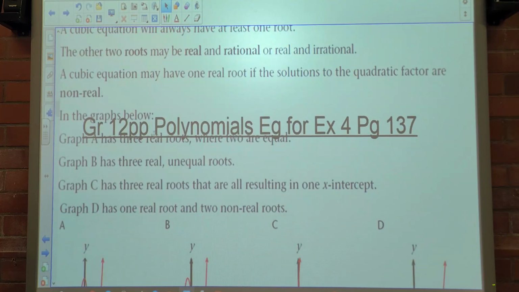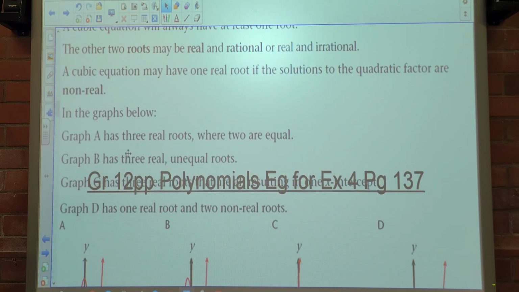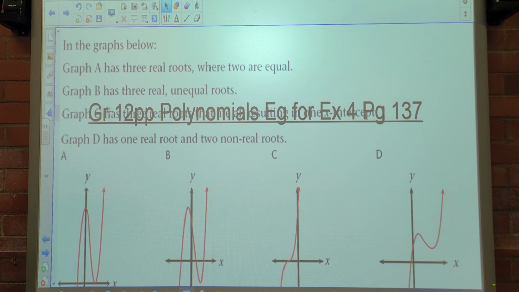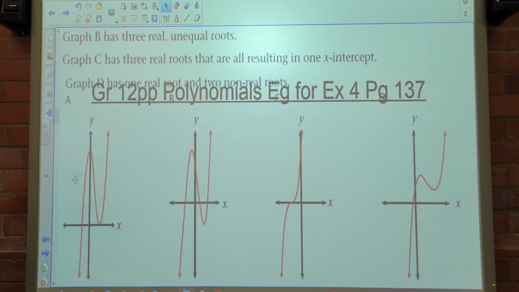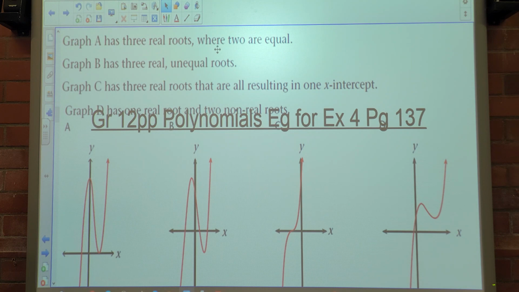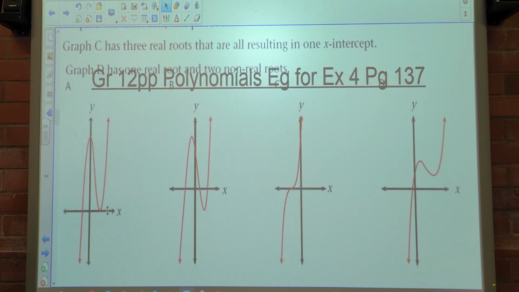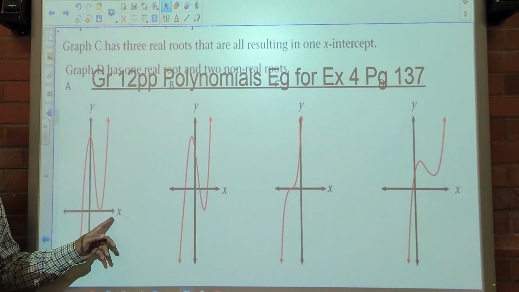A cubic equation may have 1 real root if the solutions to the quadratic are non-real. Okay, that's what I tried to indicate earlier on. In the graphs below, graph A, you have 3 real roots where 2 are equal. Can you see it? This is where it bounces off. This is considered a 2-in-1 root here.